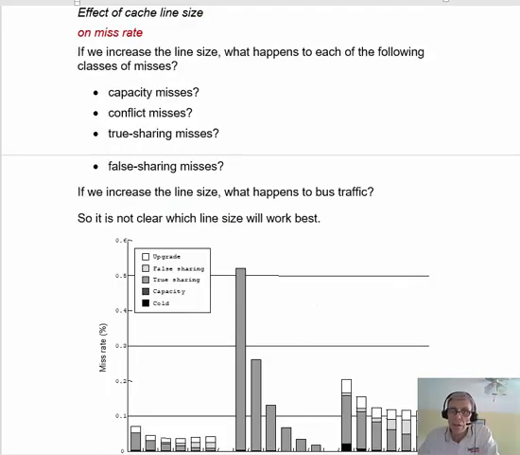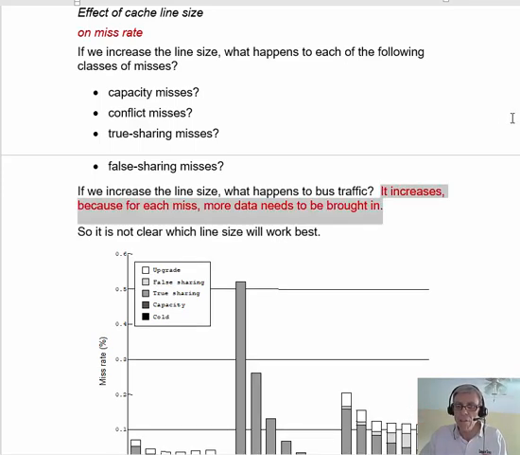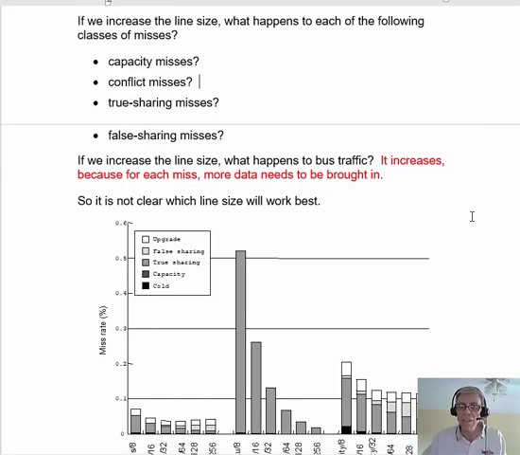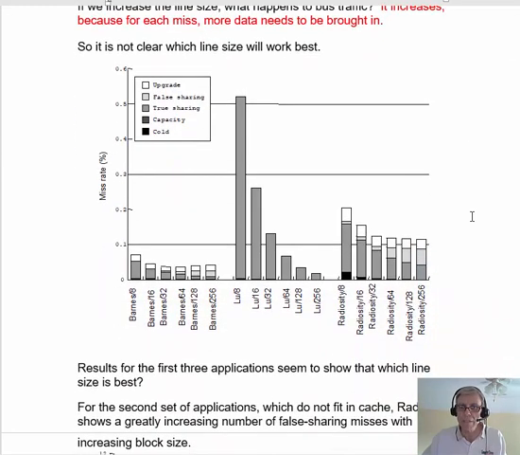Now we want to look at the effect of cache line size on miss rate and also on bus traffic. If we increase the line size, what happens to each of these four classes of misses? I'd like you to answer that question. And if we increase the line size, what happens to bus traffic? Well, of course, it increases because for each miss, more data needs to be brought in. So it's not clear which line size will work best.